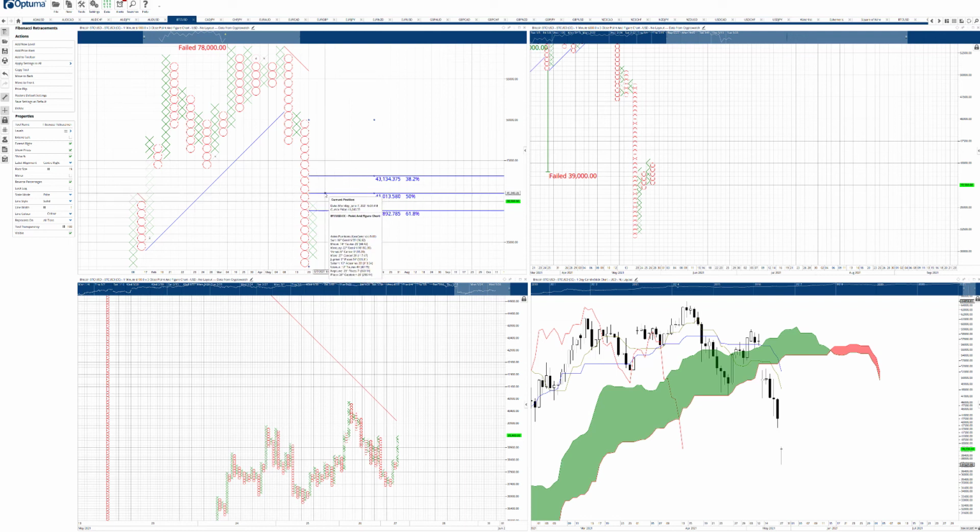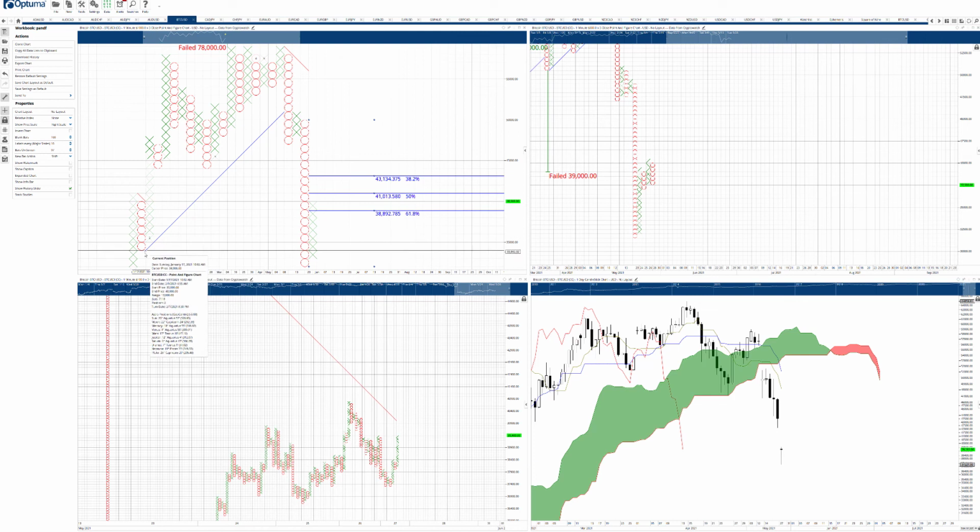And then if it holds, if price retraces, a re-entry short is on the 3-box reversal from that column of X's. So if we do get an X at 41K, then the short would be at 40, 39, 38K would be the short re-entry. So that's on the $1,000 chart.